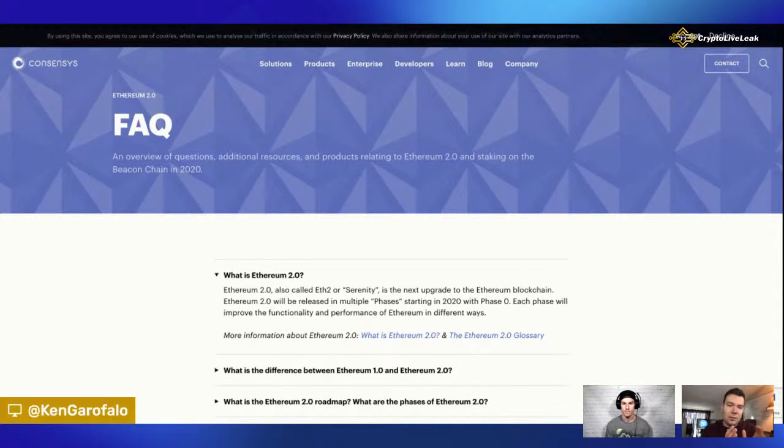So that's what ETH 1 is. We'll call the current version of ETH, ETH 1.0. It is proof of work. It is transitioning into proof of stake. So ETH 2.0 is also called ETH 2. It's also been dubbed Serenity. And it's the next upgrade to the Ethereum blockchain. So it's going to be done in multiple phases. It has already started with phase 0 here in 2020. And each phase will improve the functionality and performance of Ethereum in different ways.